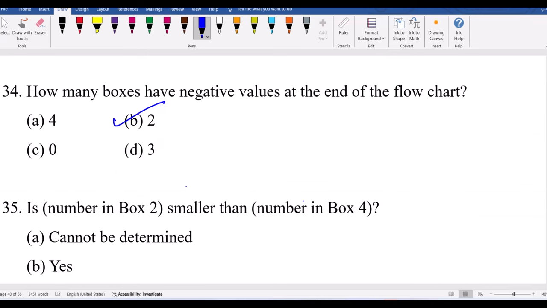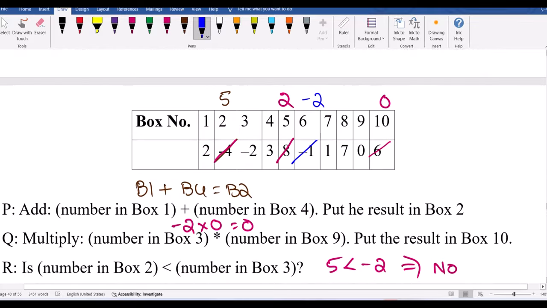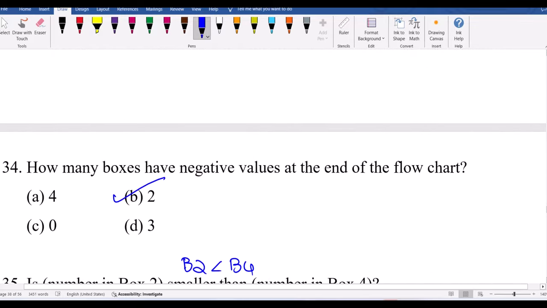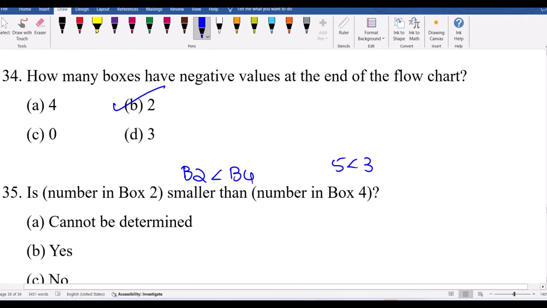Close. Next: is box 2 less than box 4? Box 2 value is 5, box 4 value is 3. Is 5 less than 3? Is it true? No.